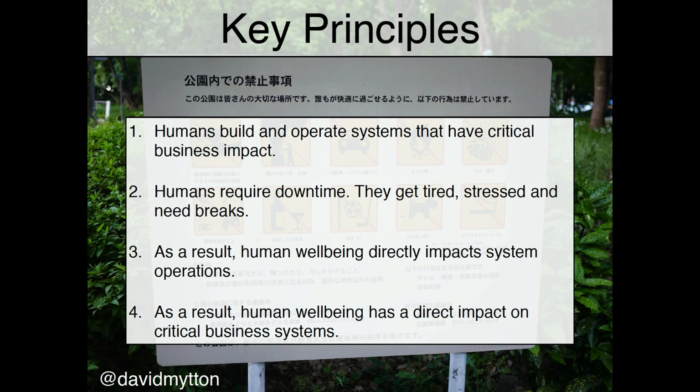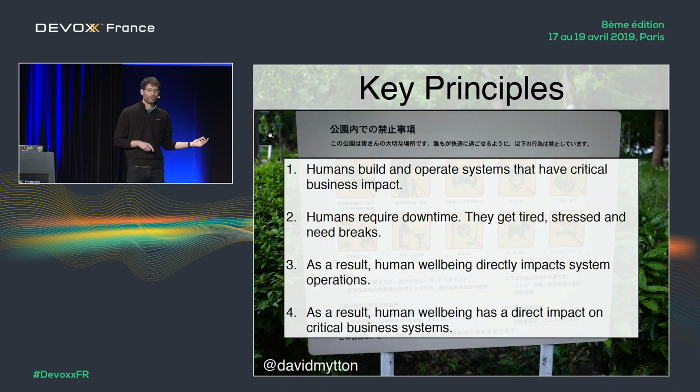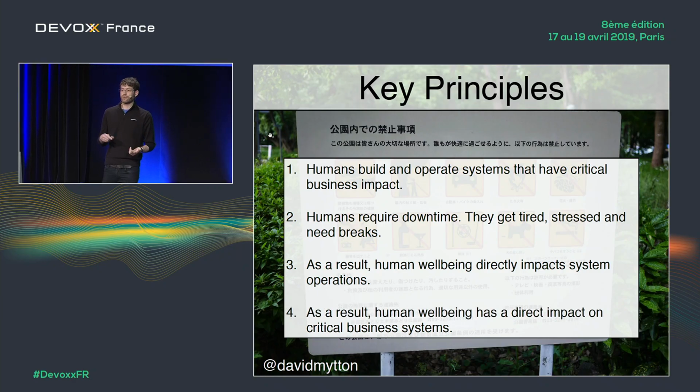They all link together. The first of these is quite obvious. Humans build and operate these systems, and the systems have a critical business impact. Humans require downtime. You have to sleep, you get tired, and you get stressed. And as a result of that, because those tired humans are operating critical systems, the well-being of the humans affects system operations. And as a result of that, human well-being has a direct impact on critical business systems.